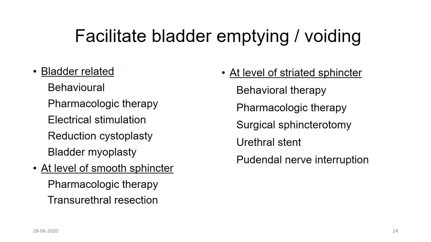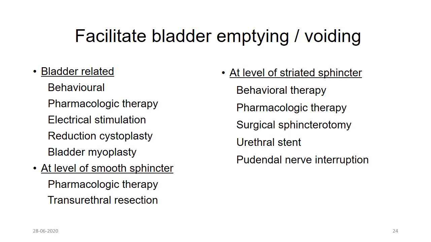Then moving to the second one, the management at the level of smooth sphincter. Here, pharmacological agents like alpha adrenergic antagonists like tamsulosin, silodosin can be given. Beta 3 adrenergic agonists like mirabegron can also be given. Then botulinum toxin injection can be given. And if there is associated BPH, we can do transurethral resection of prostate.